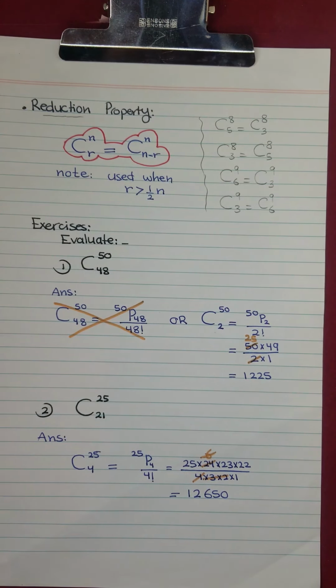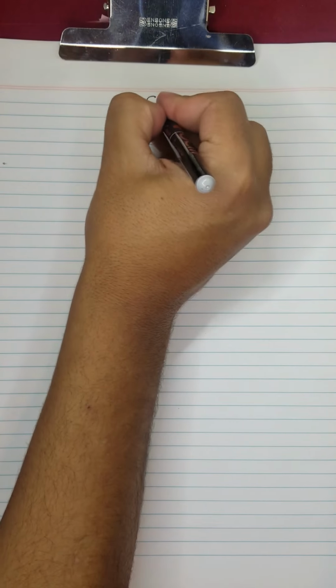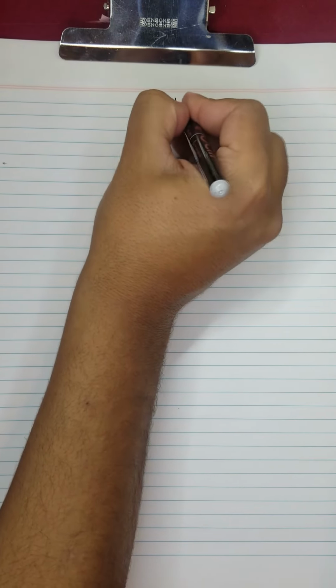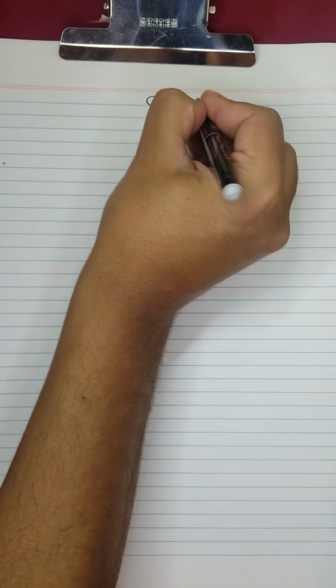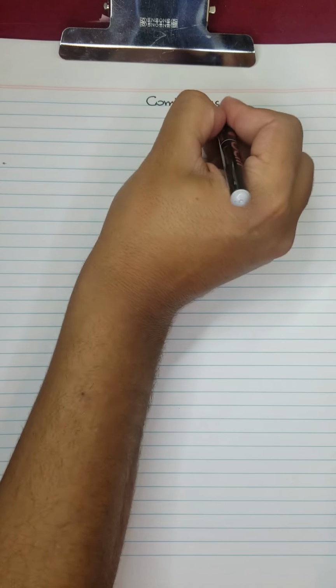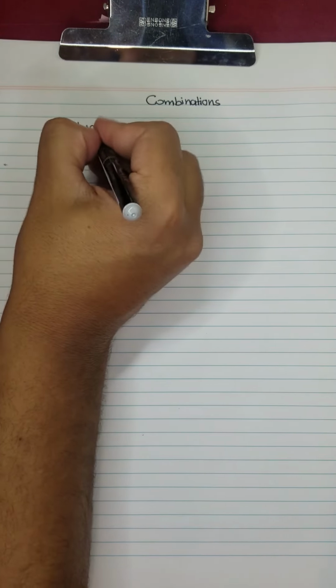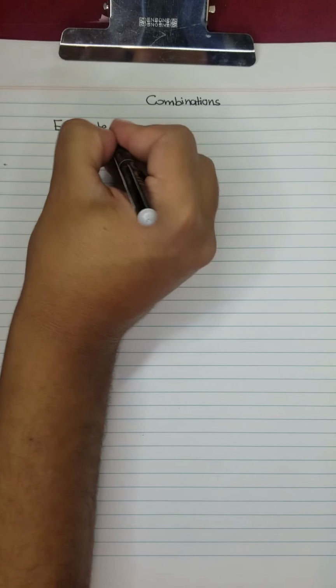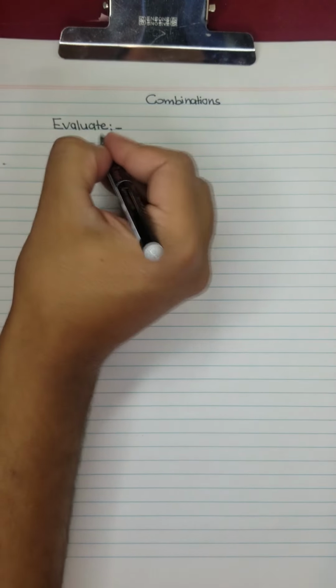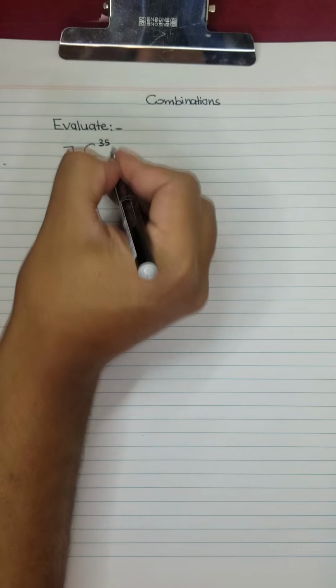Okay, so we're back now with the same title, same lesson, which is Combinations, and some more exercises of evaluating. From these exercises, we will try to investigate some more properties of combinations. So let's look at this exercise. Evaluate the combination of 35, 35.